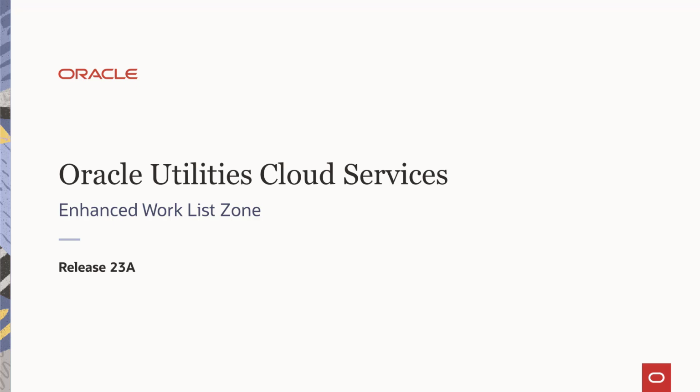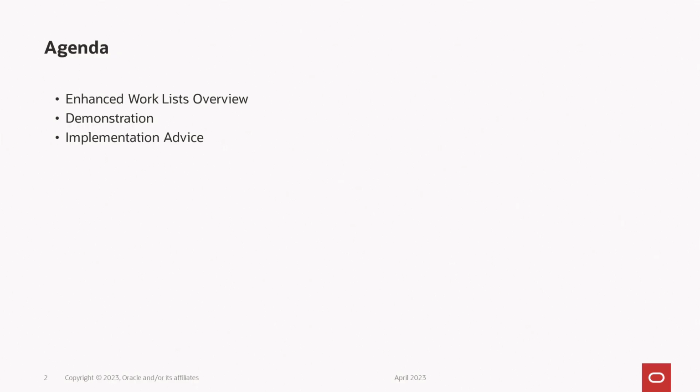Welcome to this session that discusses the enhanced work list feature, which is available in 23A in a number of Oracle Utilities cloud services. In this session, we'll talk about this new feature and how it can impact your business. I'll give you an overview of the enhanced work list feature, followed by more detail to explain how to use it and the benefits to your business. Then we'll walk through a short demonstration. Finally, we'll explain what you need to consider when implementing this product in your business and provide you with some additional resources.